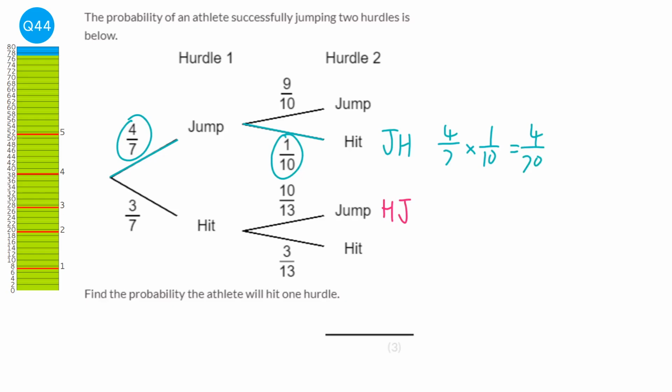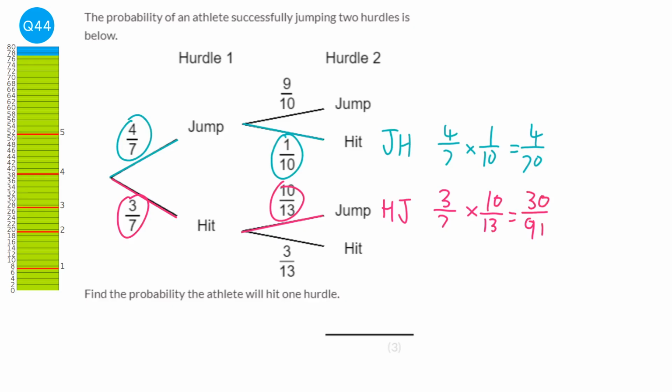And do the same with hit jump. So hit and jump will be 3 over 7 times 10 over 13. So 3 over 7 times 10 over 13, which will be 30 over 91.